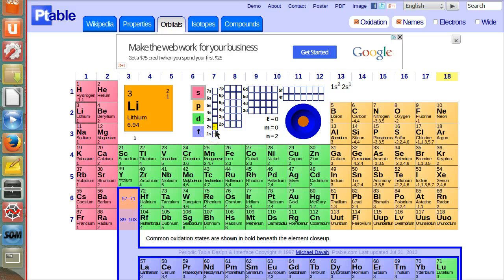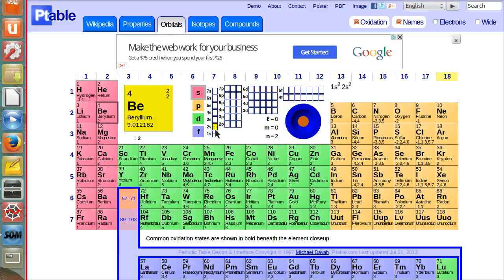Now, something we can notice right away is that we are now in the second row of the periodic table, and we have an electron in the second energy level of the atom. As I keep moving across, go to beryllium, for example, I can see I'm still in row 2, and I still have an electron in the second energy level.